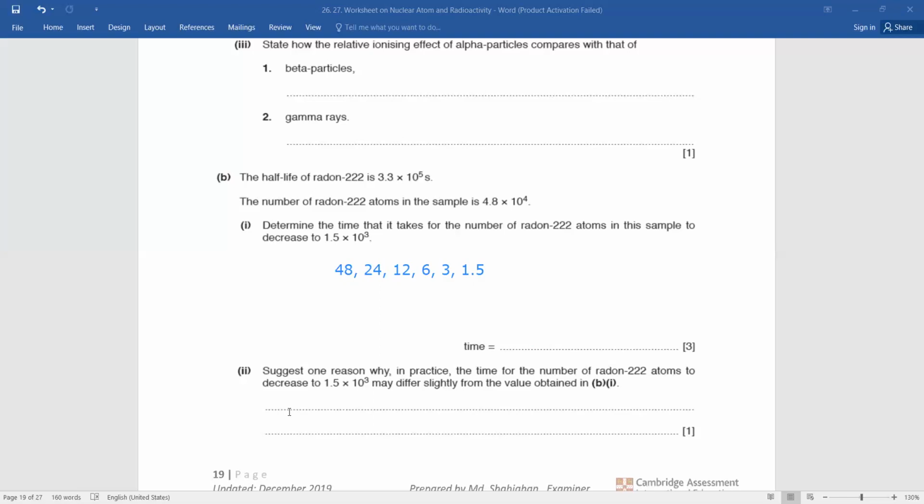Radioactive emission is random in time. Done? Yes, sir.